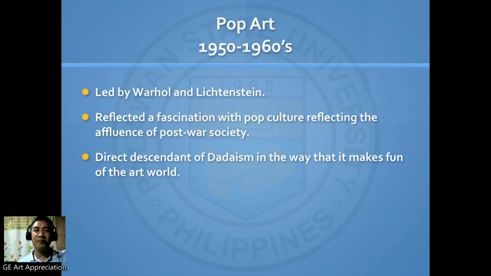Let's proceed to pop art. Pop art began during 1950 to 1960s. It is led by Warhol and Liechtenstein. It reflected a fascination with pop culture, reflecting the affluence of post-war society. And it is a direct descendant of Dadaism in the way that it makes fun of the art world.